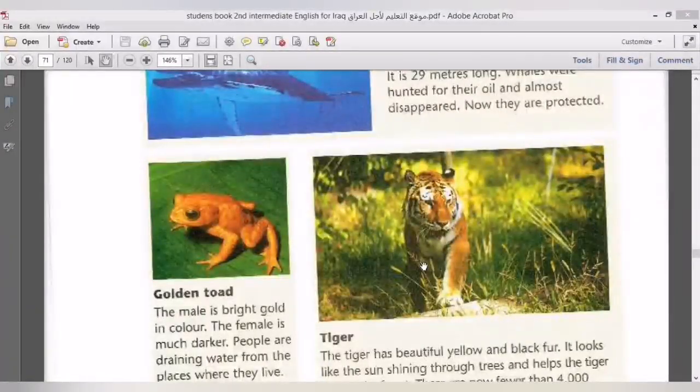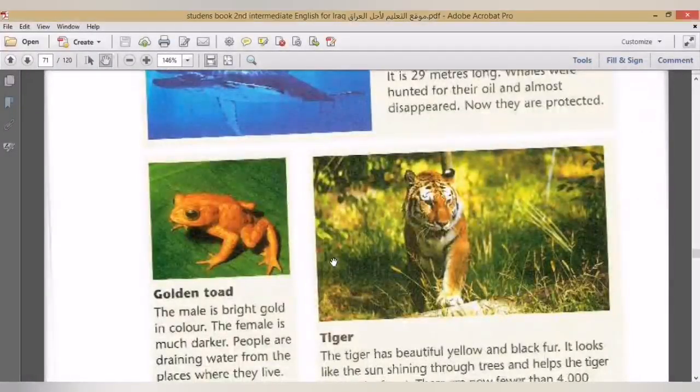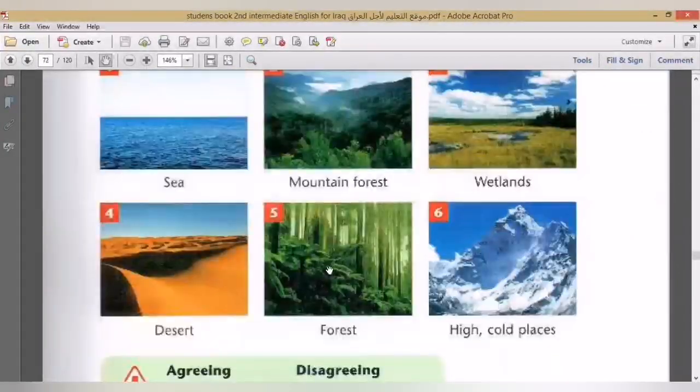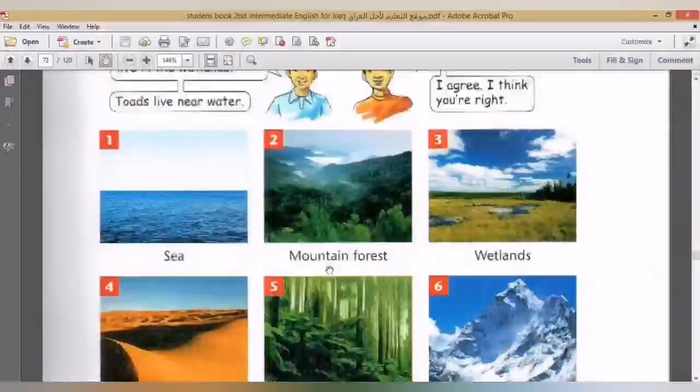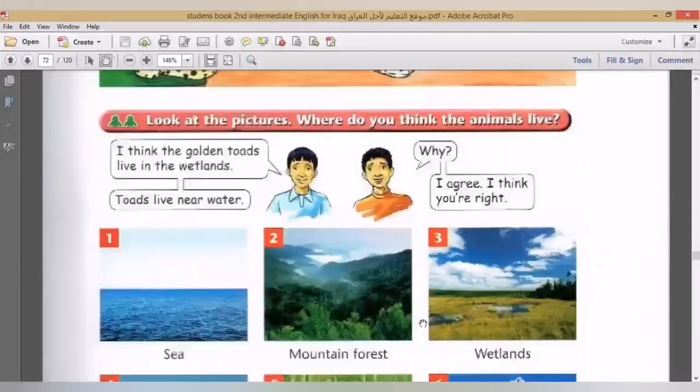So now, what should we do? We should match these animals to where they live on the other page. We should match each animal to its habitat. What is meant by habitat? It refers to the natural environment of an animal. Habitat. Yes, so now let us match them to their habitats.